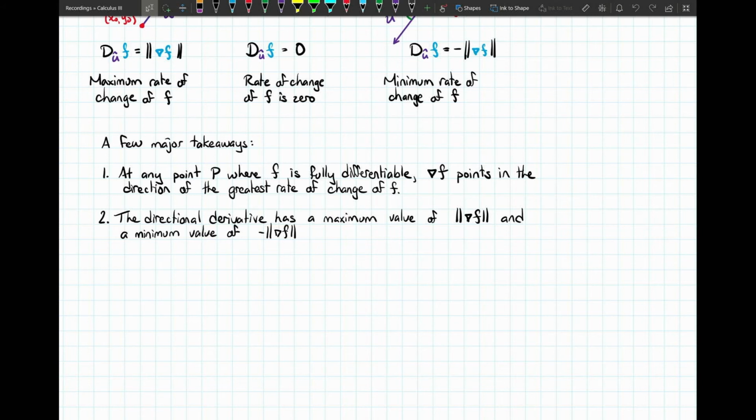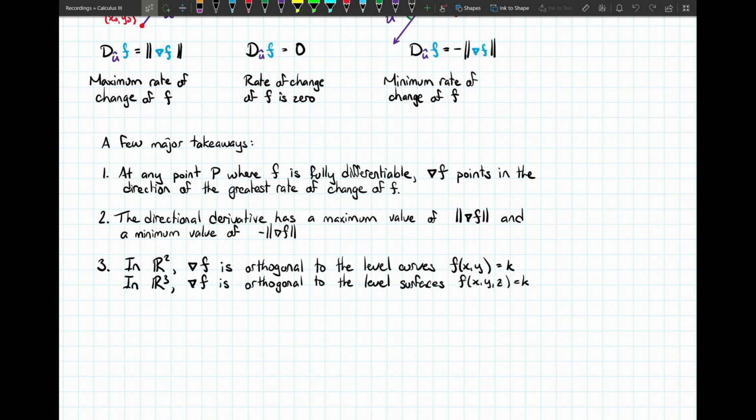The second property is that the actual magnitude of the gradient is very important. The directional derivative has a maximum value equal to the norm or magnitude of nabla f, and the directional derivative has a minimum value equal to the negation of that magnitude. Finally, we have also seen that, at least in R2, the gradient of f is orthogonal to the level curves, where f of x comma y equals some constant value.